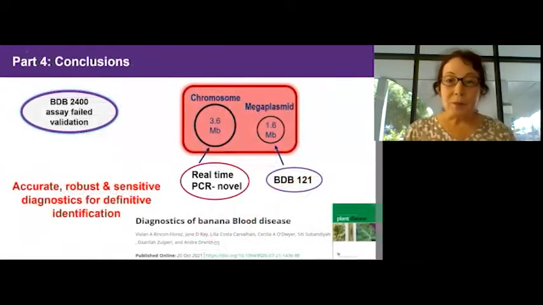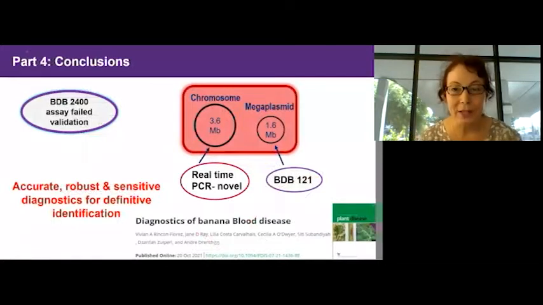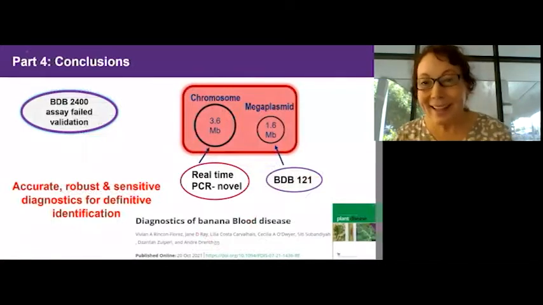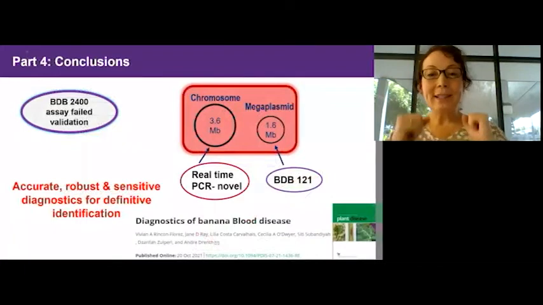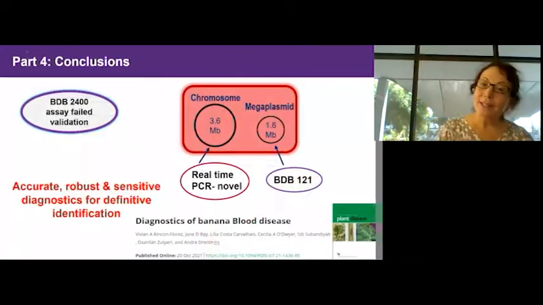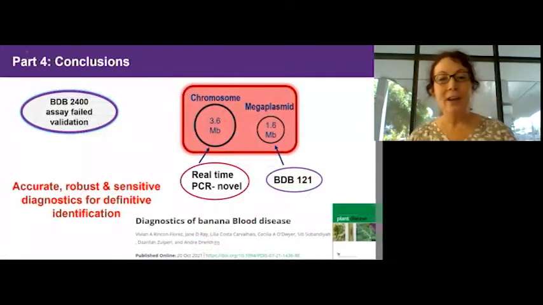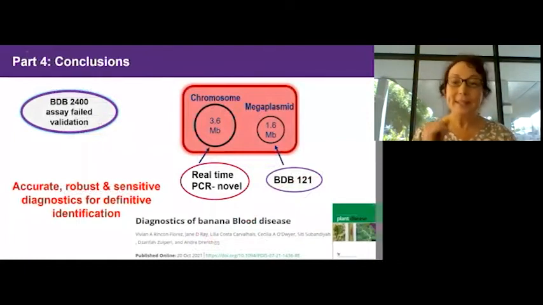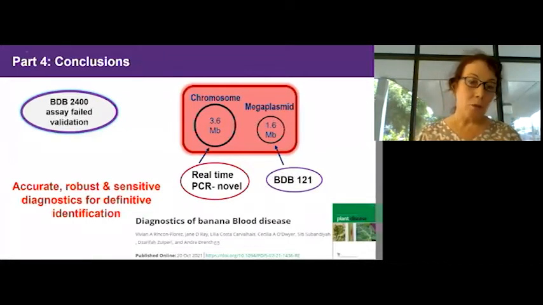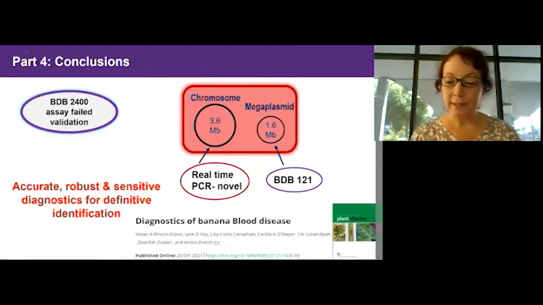So one of the standard PCRs and the novel real-time assay passed the validation process. Woohoo! These target different parts of the genome, which increases confidence in pathogen detection and identification. So we now have accurate, robust, and sensitive diagnostics available to definitively identify banana blood disease. This section is published in Plant Disease if you'd like more details about the primers or the process.